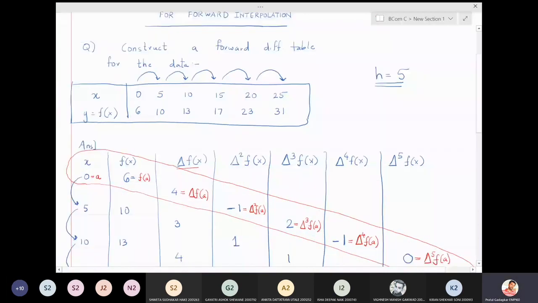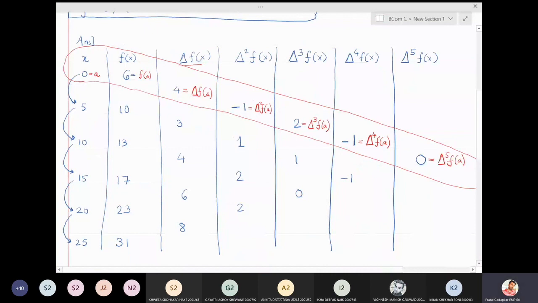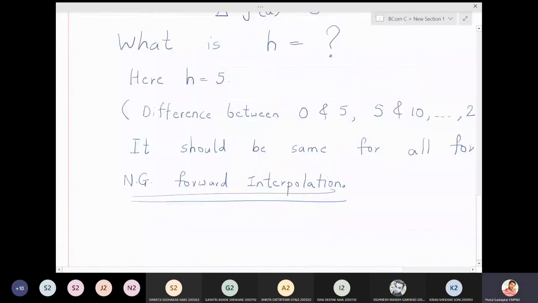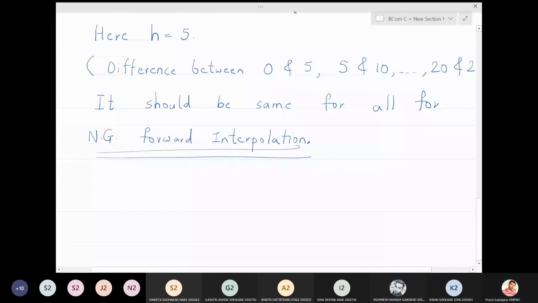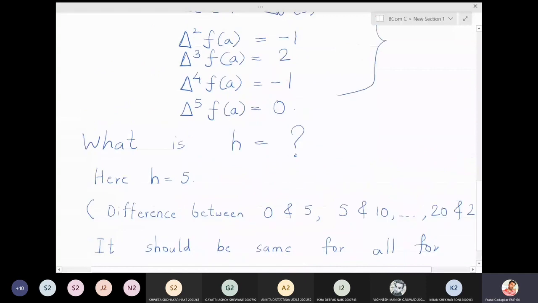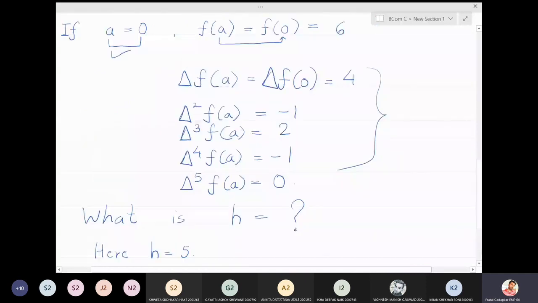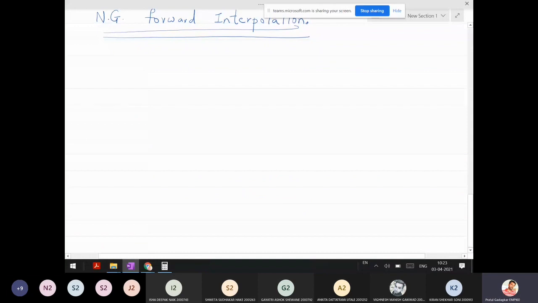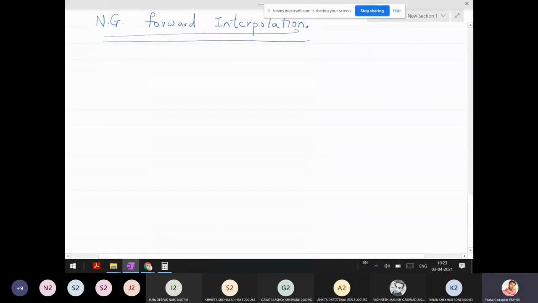Now we will write down the formula for Newton interpolation. I hope this h is clear to all of you, and how to write these differences is also clear to all of you. Okay, now let us write the actual formula. So let me write the formula here. Newton-Gregory forward interpolation formula.